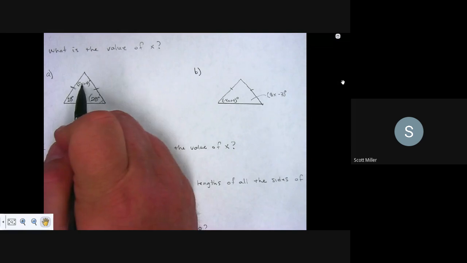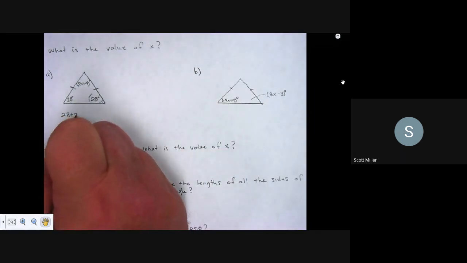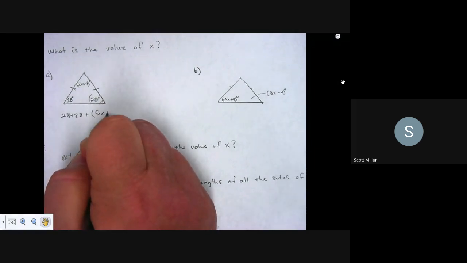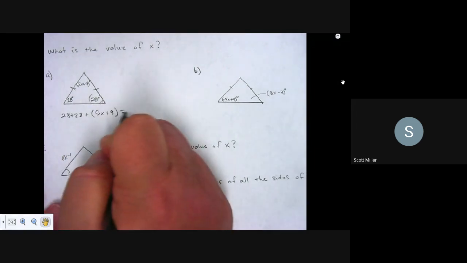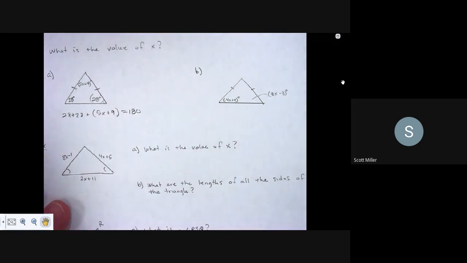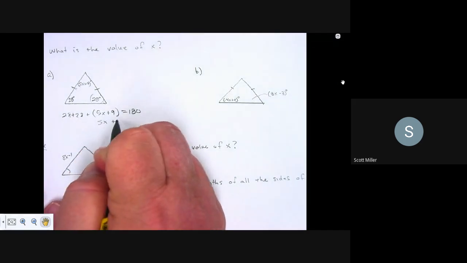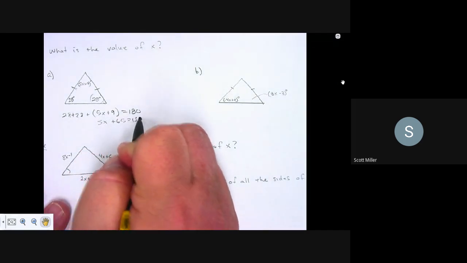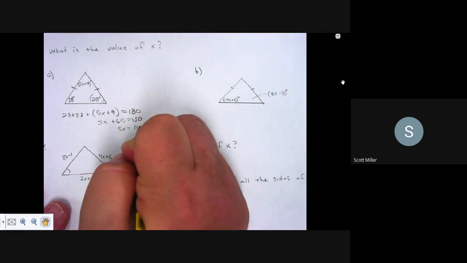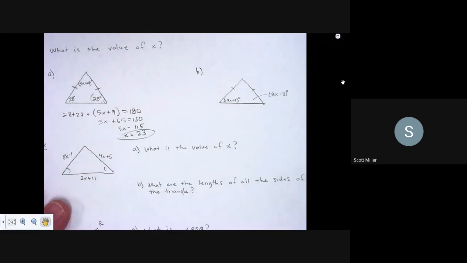So what is the value of x? Well, three angles add up to 180. So I can just simply put 28 plus 28 plus this angle, which is maybe hard to read, but it says 5x plus 9, has to equal 180 degrees. And so that is how I get my equation. I can then work this out, combine like terms, and solve this for x. And so 5x is 115, and so x is going to equal 23. And so that's how you can do that problem.